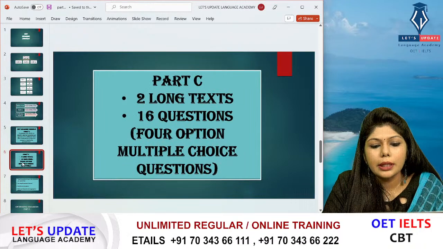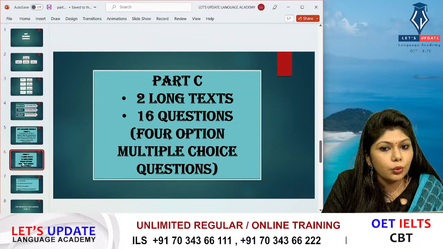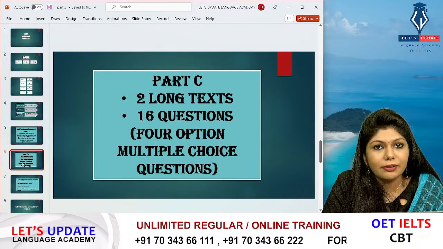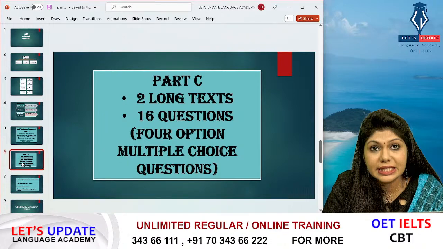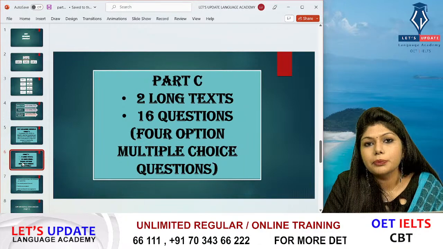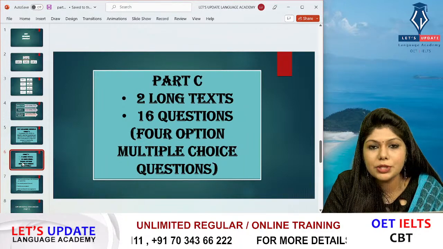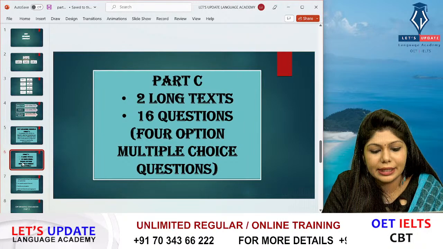And as I told you, you will have 2 long texts, and each text will be followed by a set of 8 questions each. So you will have a total of 16 questions, and the nature of the questions will be 4 option multiple choice in nature.